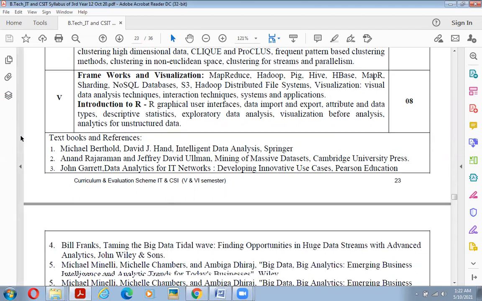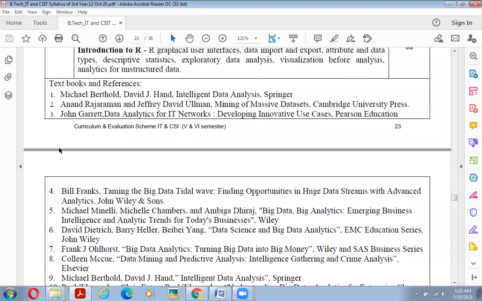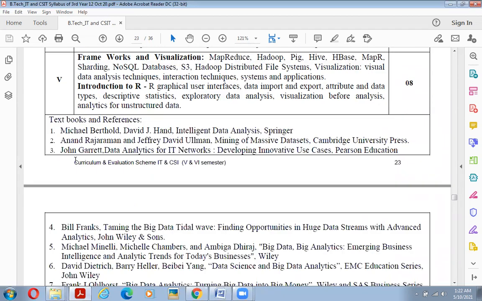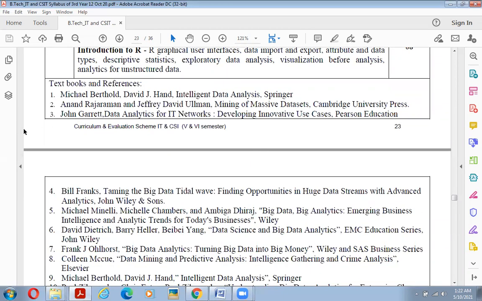Now, when we go to the textbooks and references, then we understand what we are really working on. We are working on intelligent data analysis. Okay, this is a book. First of all, let's get to know our books. Then we have Anand Rajaraman and Jeffrey Ullman, Mining of Massive Data Sets. This is very helpful in this third unit. Then we have a book by John Garrett, Data Analytics for IT Networks: Developing Innovative Use Cases, from Pearson.